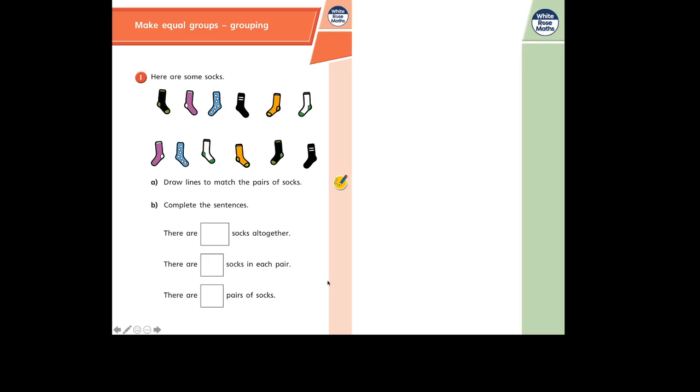Some of you have a worksheet that looks a little bit like this. First of all, it says draw lines to match the pairs of socks. How many socks are there altogether? How many socks are in each pair? How many pairs of socks do you have? So you're going to match the socks. Here we've got a green one, you're going to draw a line to the other green one, and you're going to keep going. Then I want you to carry on working through the sheet as best you can.